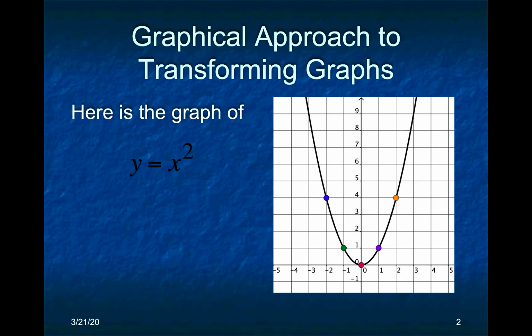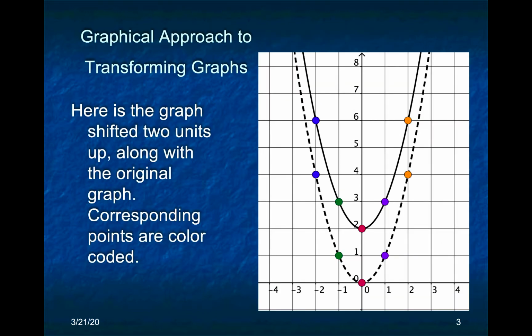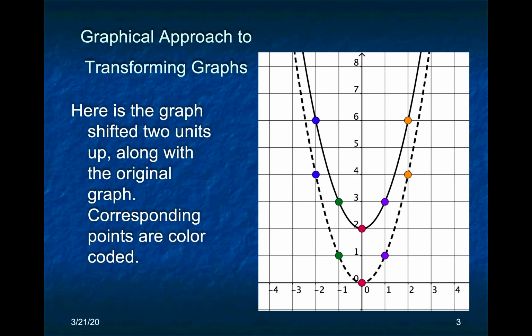So I am working with the graph of y equals x squared. And you can see I have the graph of x squared as a dotted line, and in this picture you see the graph of x squared shifted up 2 units. And so you can see the red point gets lifted up 2 units, the green point gets lifted up 2 units, the blue point gets lifted up 2 units, etc. This should be pretty straightforward.